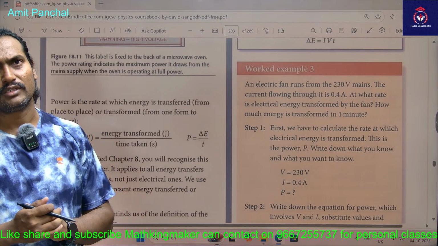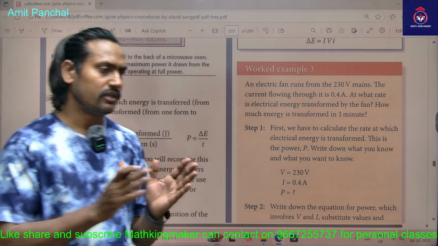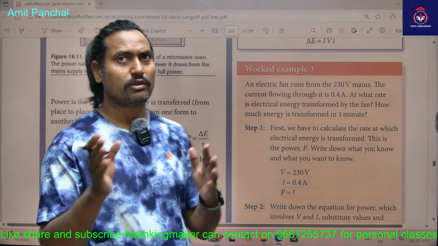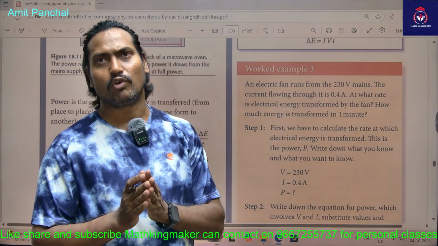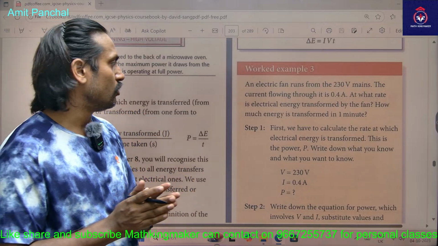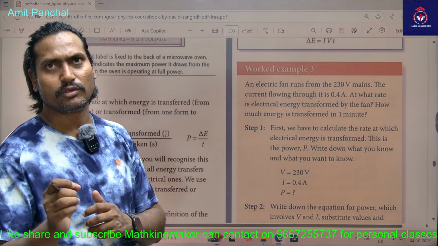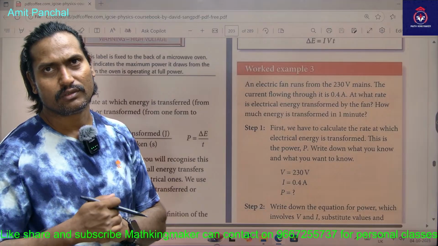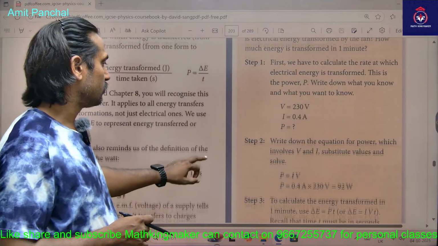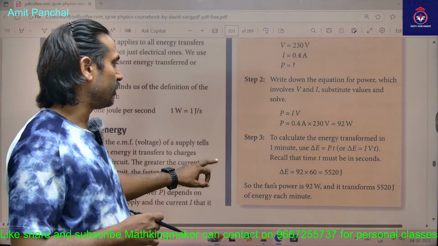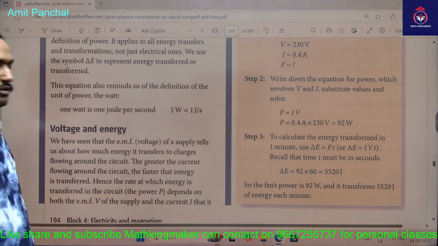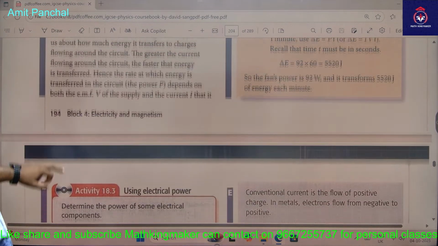There are certain units of energy, that is joule. VI is what? Power, the unit of power is watt. So watt second is also a unit of energy. So P will be V into I. Now step 3, calculating energy transfer, just multiply that with T. Yes, you got it. So you will get the energy.